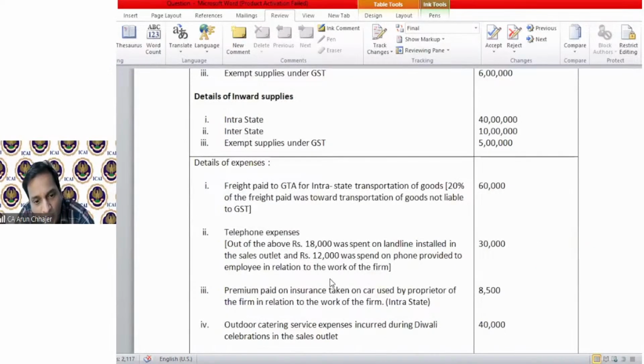Telephone expenditure. Out of the above, rupees 18,000 was spent on the landline installed in the sales outlet and 12,000 spent on the phone provided to the employee in relation to the work. So is there any component for which I am allowed to take full ITC or not? This is my question. I can say this is an eligible ITC. It is not blocked, so I can take the ITC. And after that, I can say it is common, then we will look into Rules 40 to 43 also.